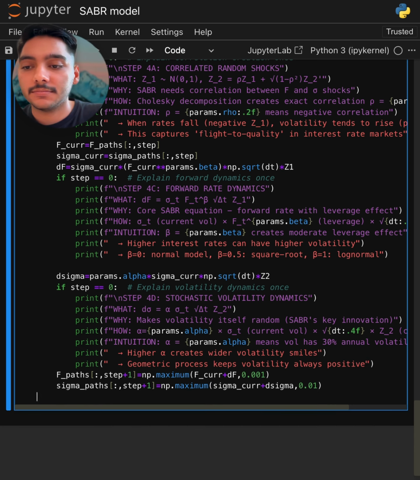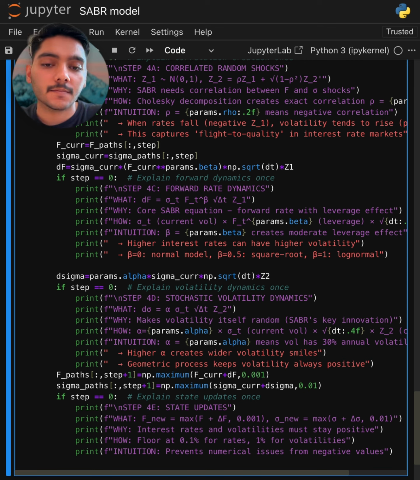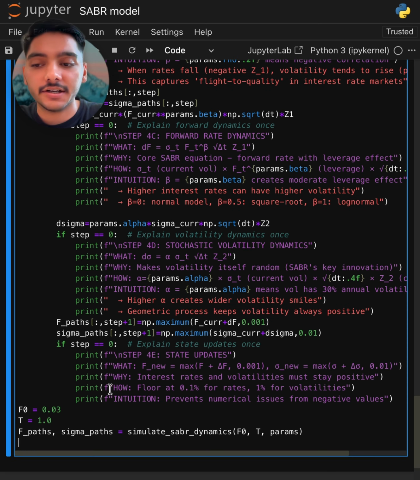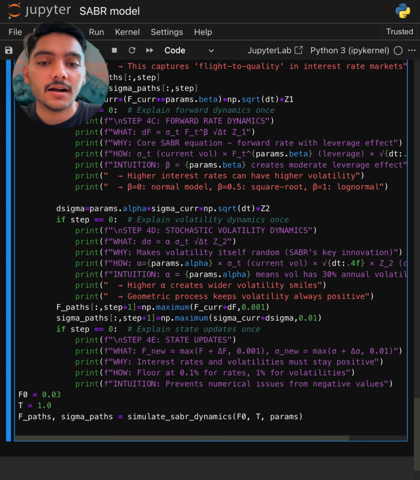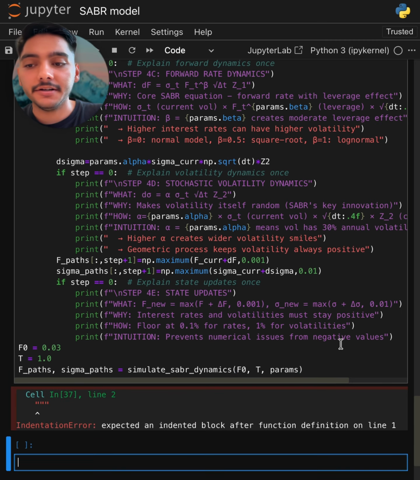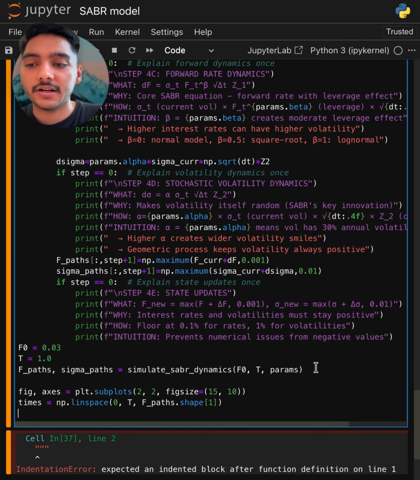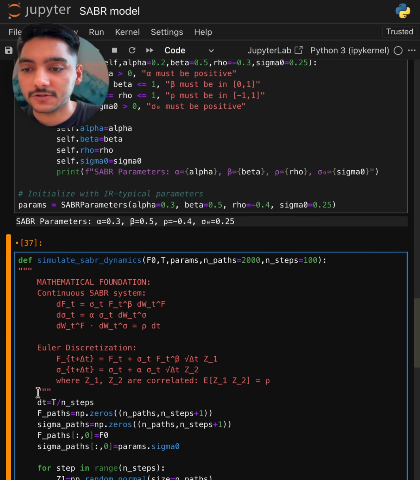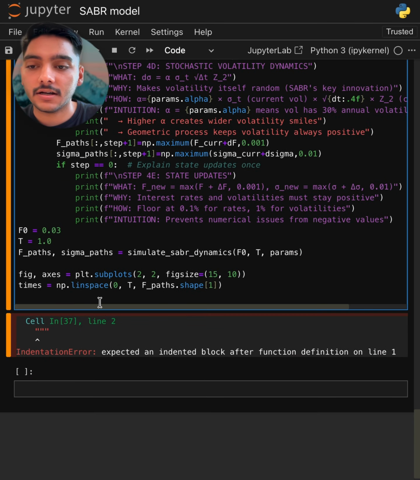So let me also update this clean state update once. It will be something like this, and let's set up the simulation part. Let's take f0 to be 3% and t to be 1 year, and let's simulate that part and also visualize the behavior. The visualization code I will just copy from my code which I have already written, so it's easy for everyone and no one's time gets wasted.